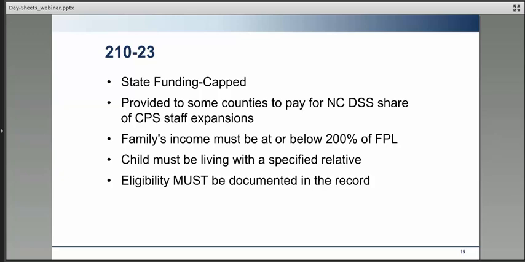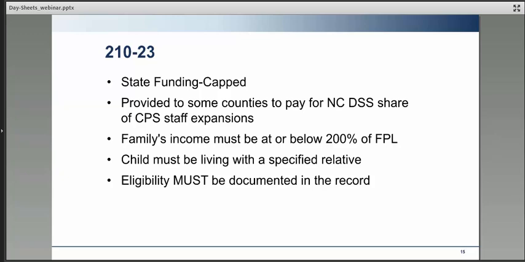Now, if you are going to utilize this fund, the family's income must be at or below 200% of the federal poverty level. The child must be living with a specified relative, and the eligibility of such must be documented in the record. Now, you'll notice it's fairly similar to the MOE documentation and requirements. The only difference is that you don't have the requirement of citizenship. The state funding did not make that same requirement, unlike federal funding.